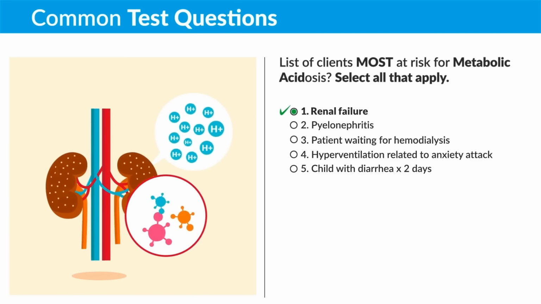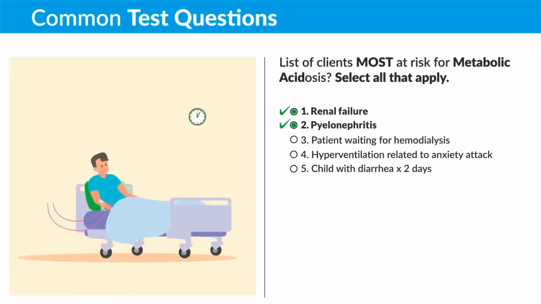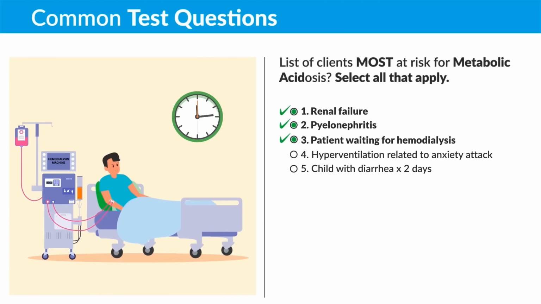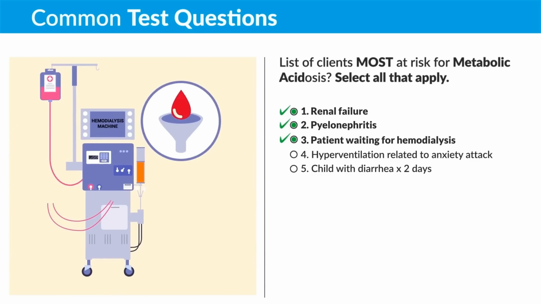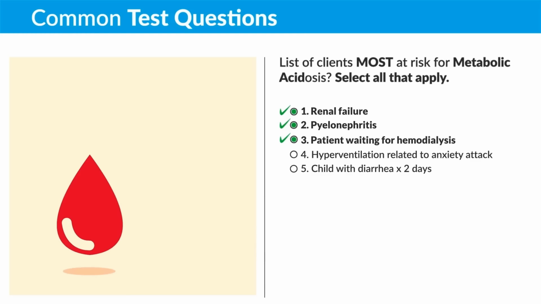Now, option number 2, pyelonephritis, is that kidney infection. So are the kidneys impaired? Yes. So we retain more hydrogen ions and end up in acidosis. Now, option number 3, a patient waiting for hemodialysis. So we have a patient waiting to get their blood washed with hemodialysis, right? That kidney machine that helps to filter the blood. So the key term here is they're waiting. So the blood is filled with acidic waste. So yes, they're at risk for metabolic acidosis.